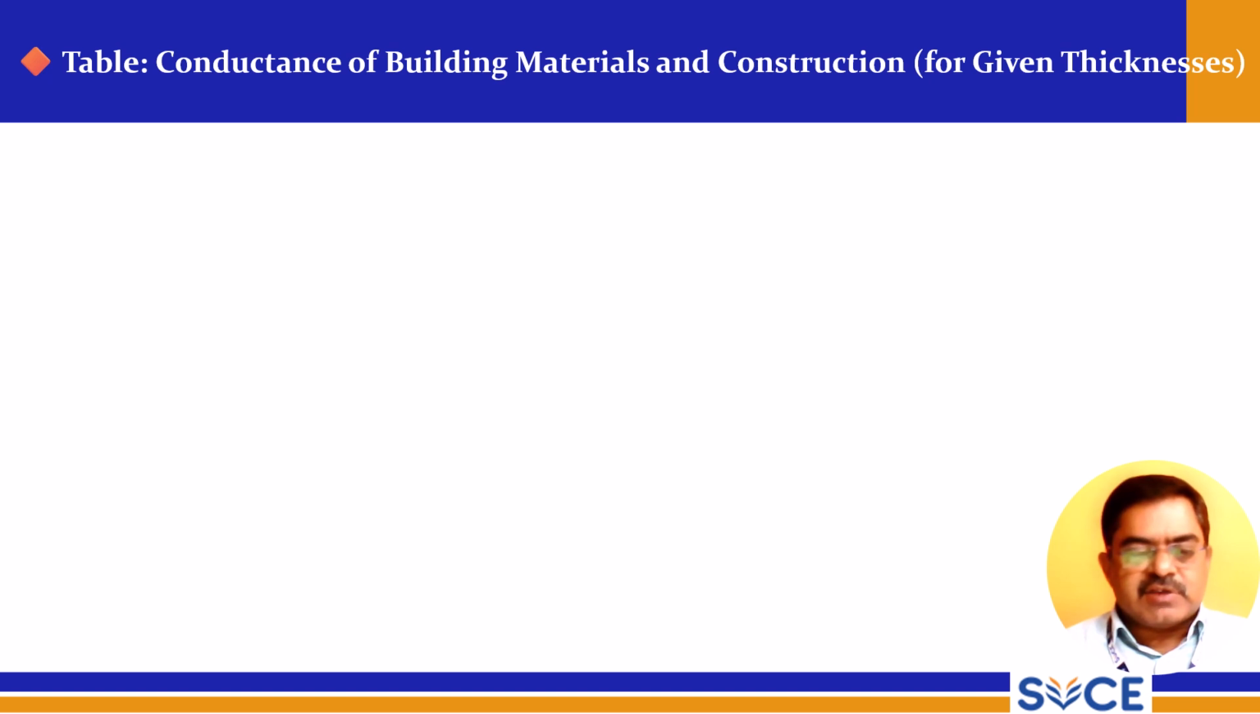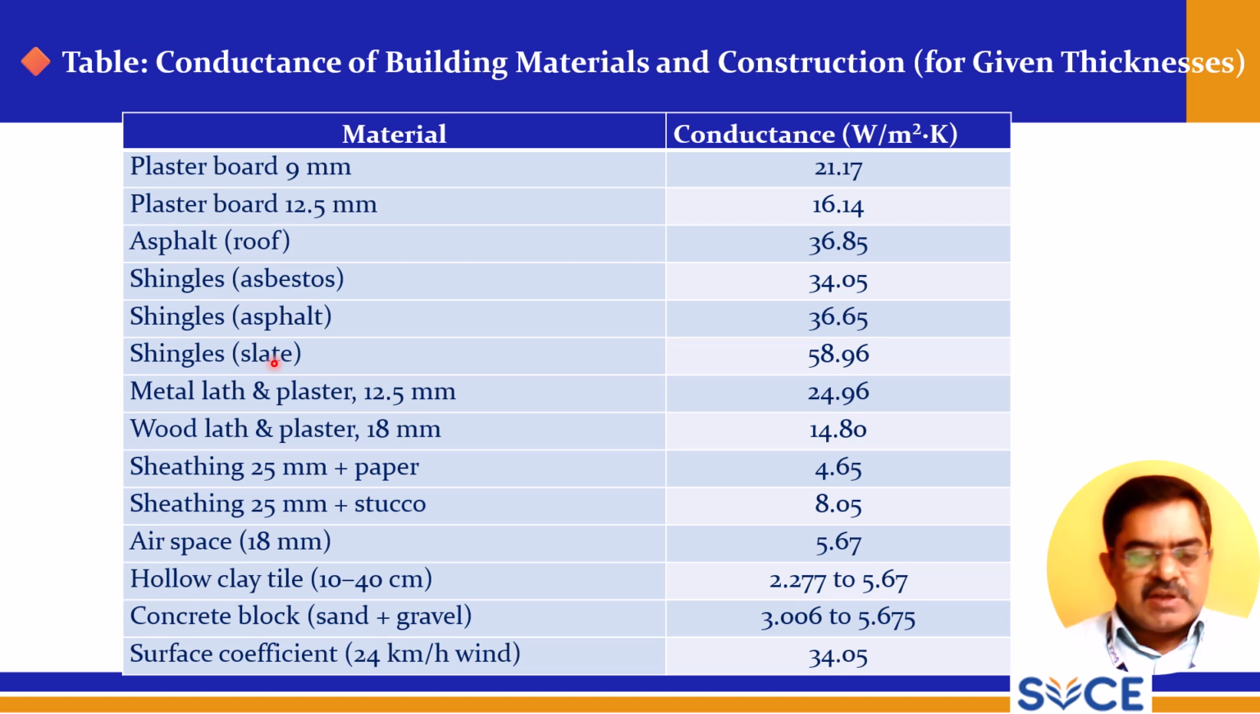Next, we have conductance of building materials and construction for a given thickness. So here, these are all the materials: plaster board. So that is the conductance here. So these are conducting very high, the thermal conductivity is very high in shingles. So that is slate, and this is 58.96. Whereas sheathing plus paper, it is very much lesser, it is 4.65. So even materials have thermal conductivity in a very high range.